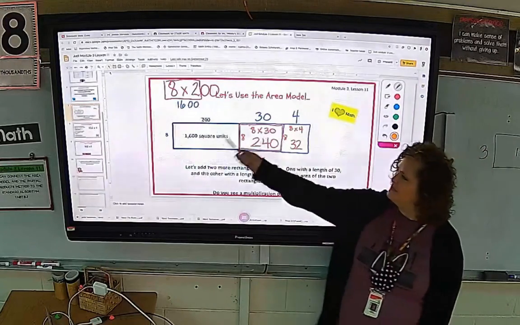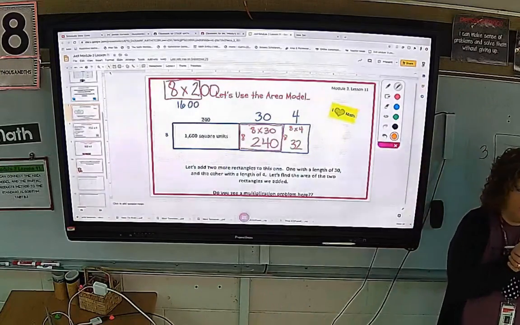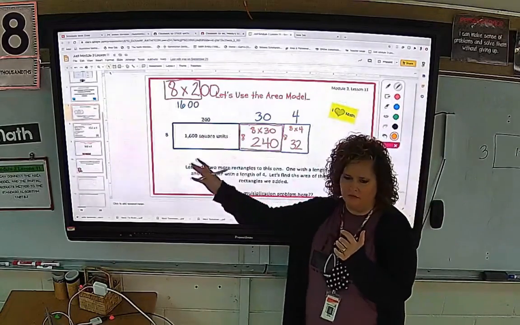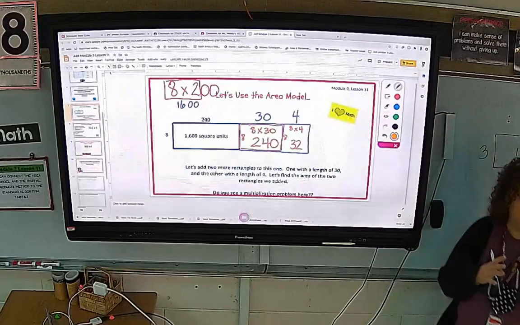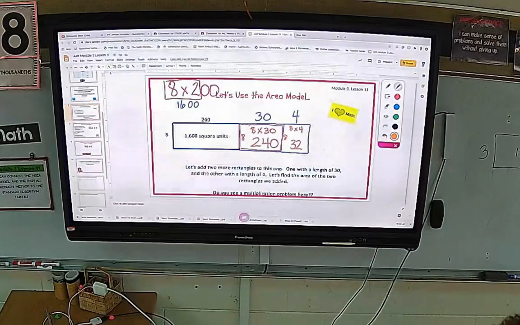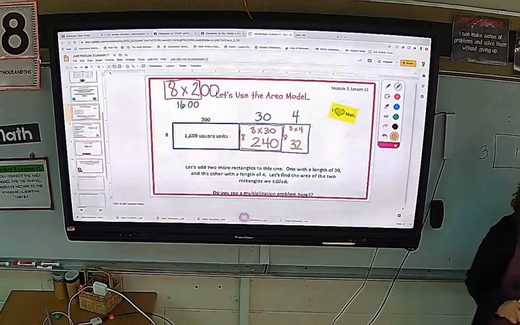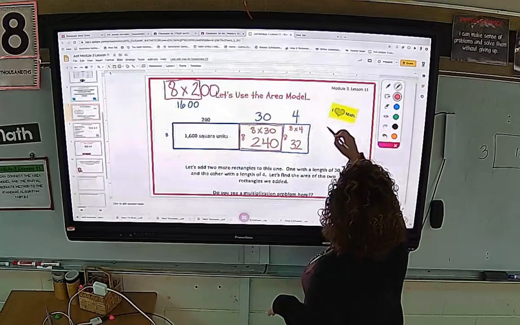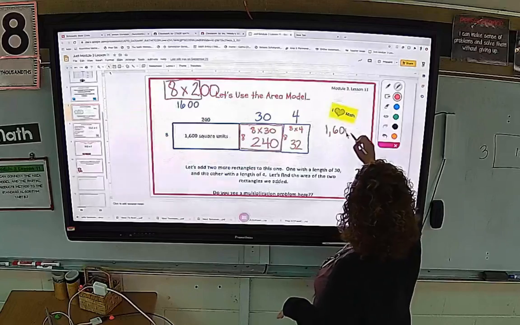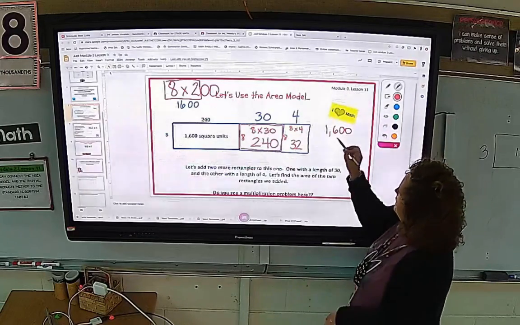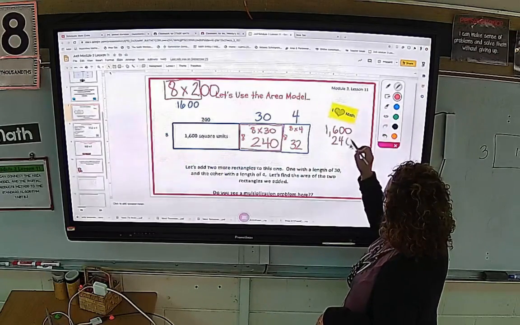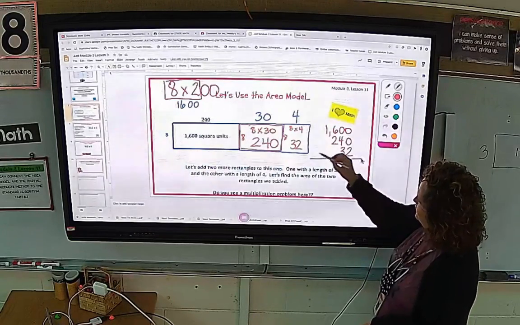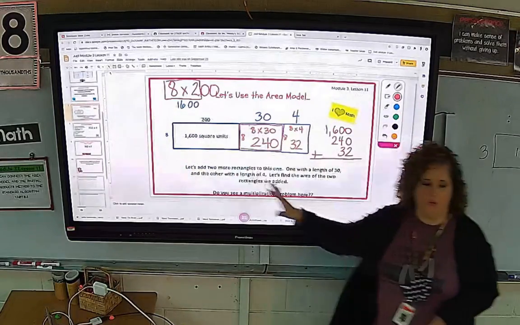Rectangles. Okay, 3 different rectangles. What do you think we would need to do if we wanted to know the area of the whole thing? Say it real loud. Add the areas up. And she's exactly right. So we have 1,600 plus the 240 plus the 32. And if we put those all together, we'll have the area of the whole thing.